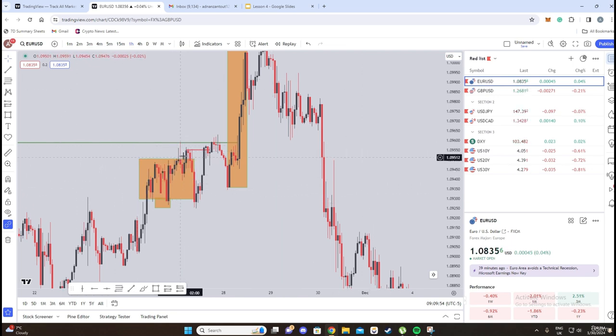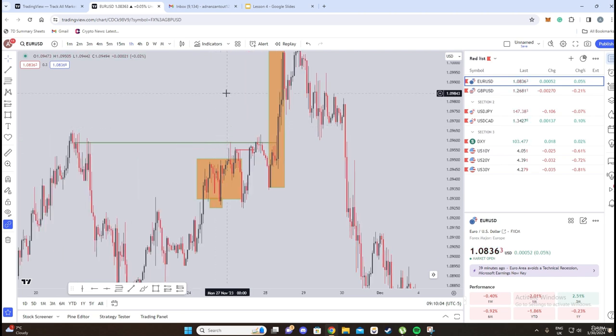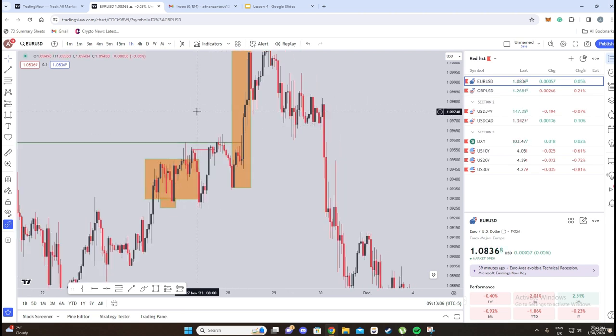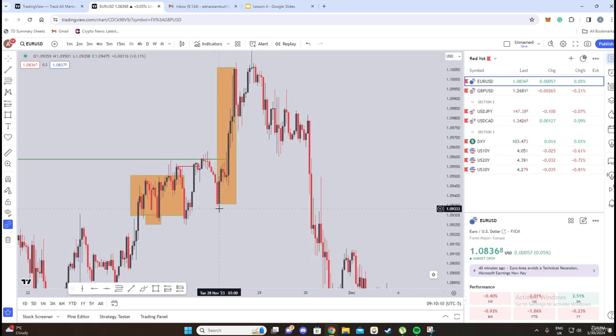Price came, took out the buy side before taking out the short-term sell side. That's our manipulation happening right here. Price traded above the buy side. That's more or less our confirmation that we are okay, we are right, we're good to go. We'll wait for a retracement into our key area.